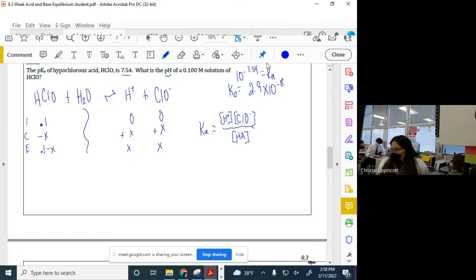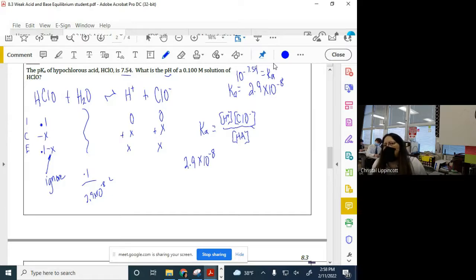All right, so I know this value. I can plug that into my equation now. I also know this is 10 to the negative 8. I also know then that I can ignore this x. If you take 0.1 over 2.9 times 10 to the minus 8, it ends up being like 3 million something, okay? If it's greater than 100, you can ignore that, okay?